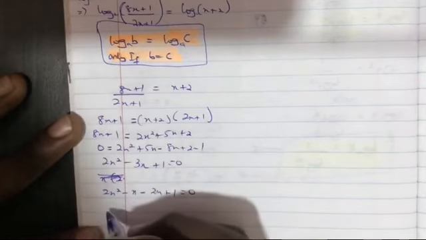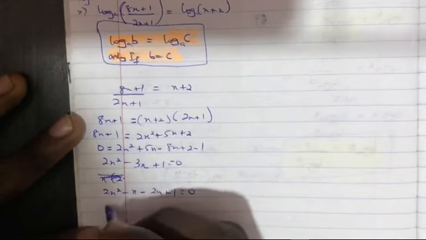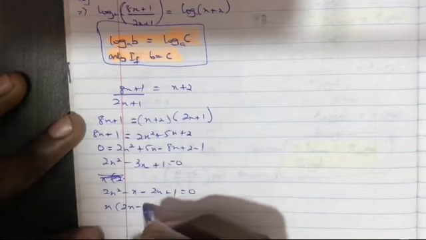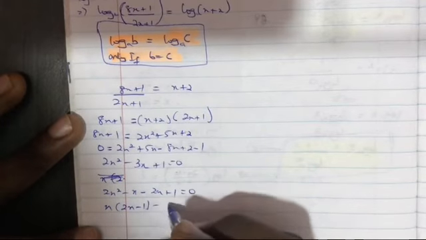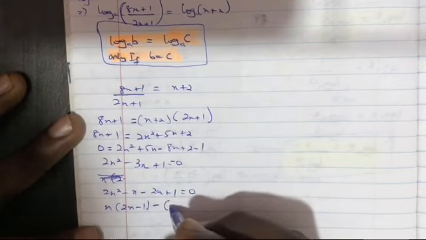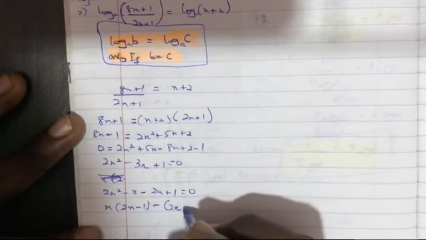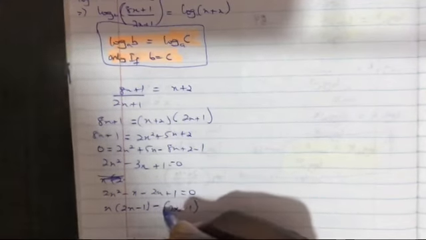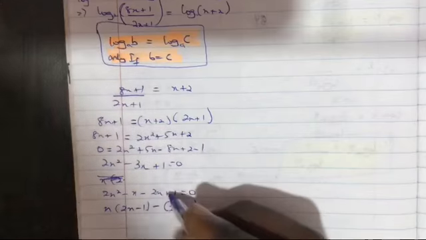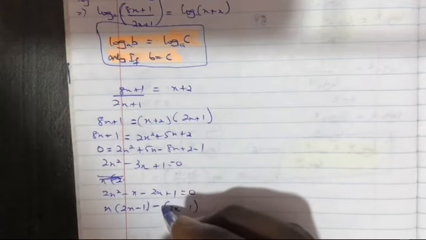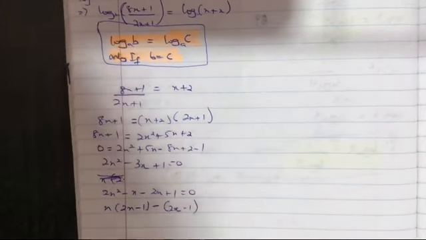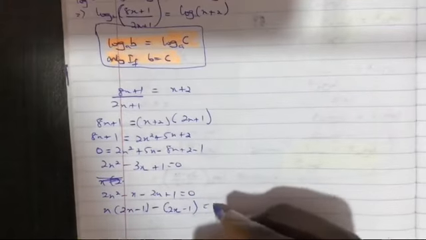Alright, I hope you get it. So we're going to have x into bracket 2x minus 1, minus 1 into bracket 2x minus 1. Remember, there's a negative sign here, so minus 2x. Minus minus gives us positive. That's why there's a 1 here. So the factor is minus 1. So all this will be equal to 0.